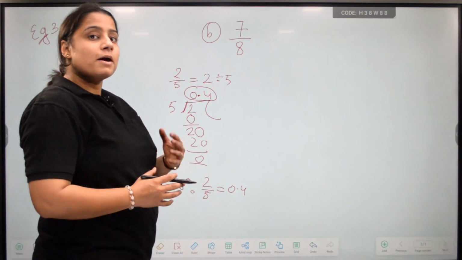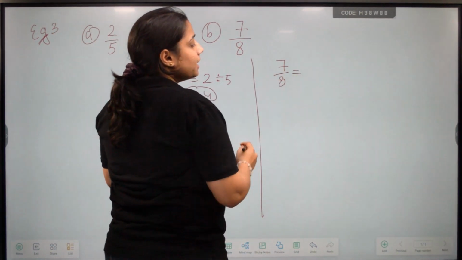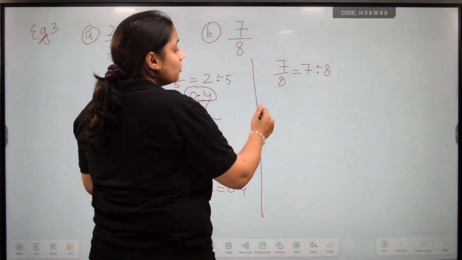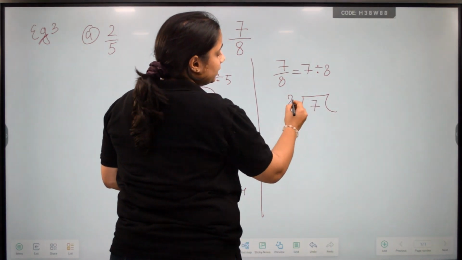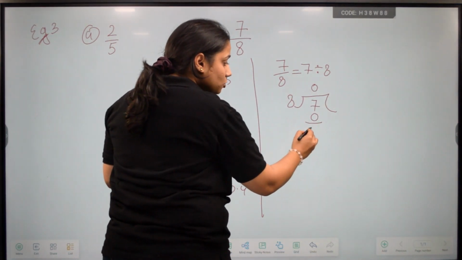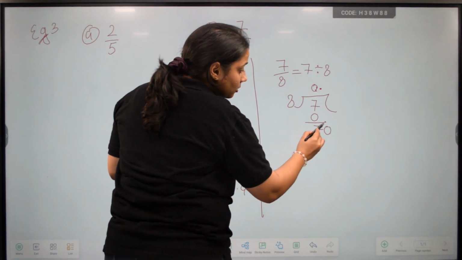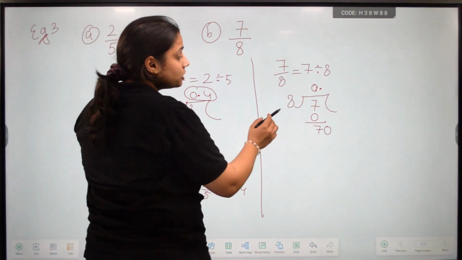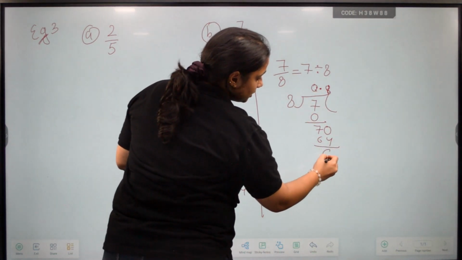Let me explain 7 by 8. 7 by 8 can be written as 7 divided by 8. So 7 here and 8 here. Now 8 into 0 is 0. So we'll get 7 here. For placing a decimal here, we need to place a 0 here. So the multiple of 8 nearest to 70 is 64, which is 8 into 8 is 64. So we got 6 here.